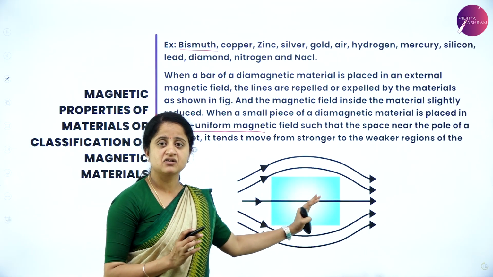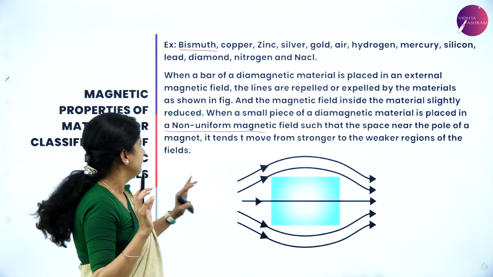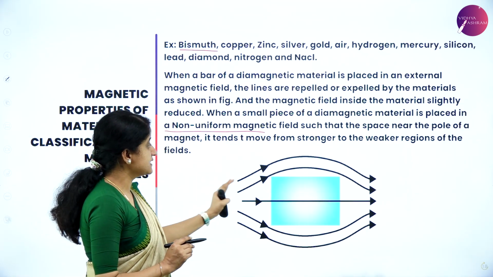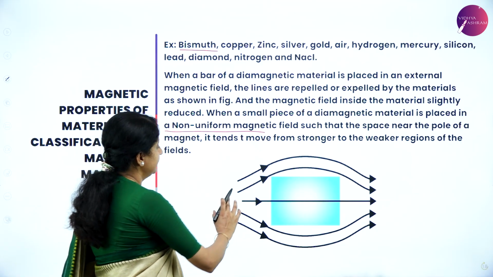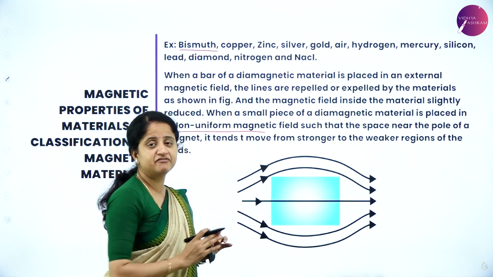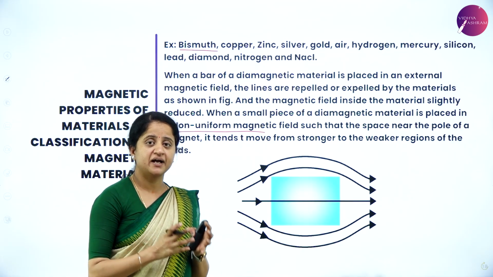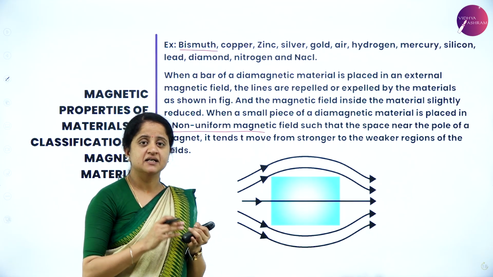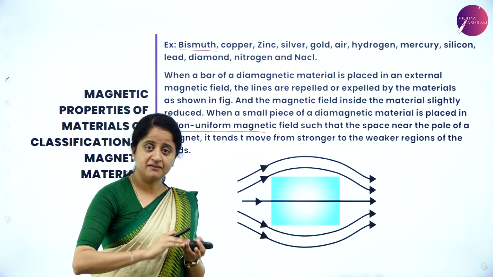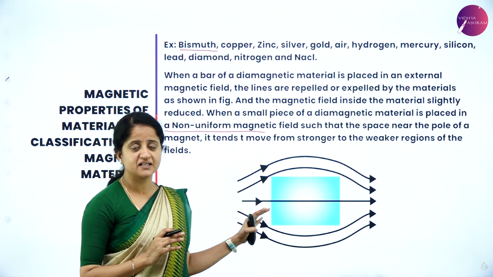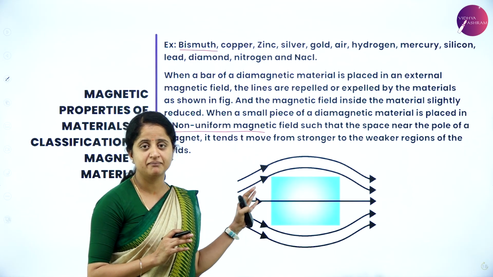When the small piece of a diamagnetic material is placed in a non-uniform magnetic field, such as the space near the pole of a magnet, it tends to move from the stronger magnetic field region to the weaker magnetic field region. So the characteristics of diamagnetic materials are: they get repelled, they get weakly magnetized, and we can observe a force of repulsion between the field lines when it is placed in a uniform magnetic field.